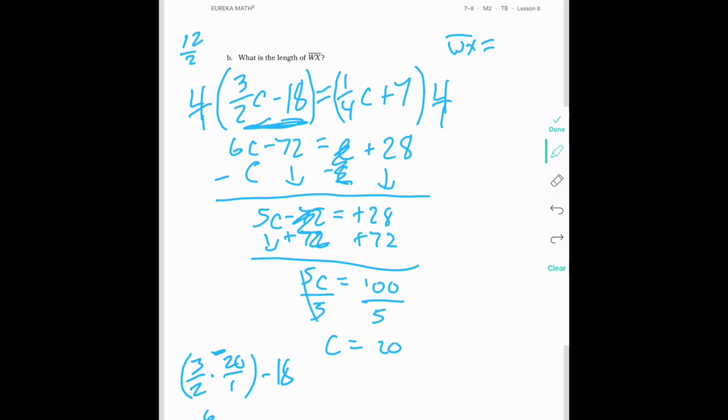Multiply top, you get 60. Multiply bottom, you get 2. 60 divided by 2 minus 18. 60 divided by 2 is 30. 30 minus 18 is what? 12. Is 12. So the length of WX should have been 12.